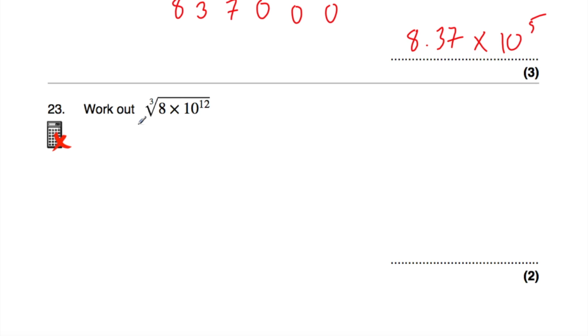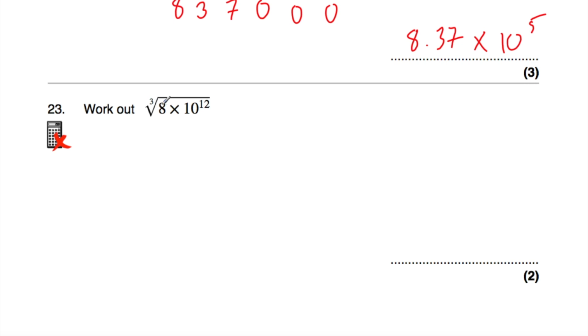So question number 23, we've been asked to work out the cube root of 8 times 10 to the power of 12. Now, there's a couple of different ways we can look at this. One approach is to figure out, if you're cube rooting something, what number do you multiply by itself and by itself again to get it. So we're trying to find out what number we would multiply by itself and by itself again to get 8 times 10 to the power of 12.